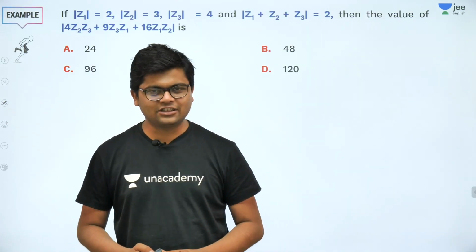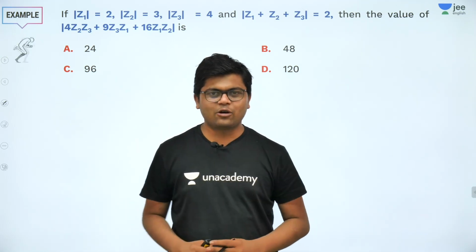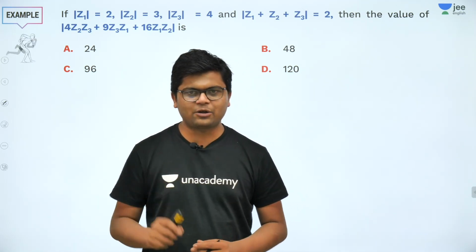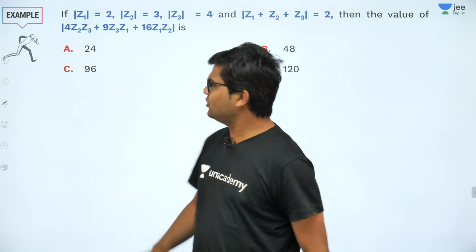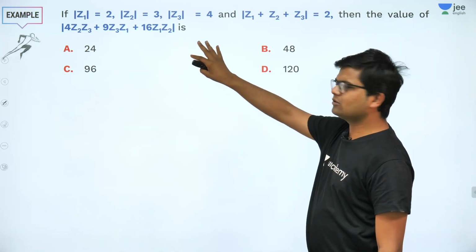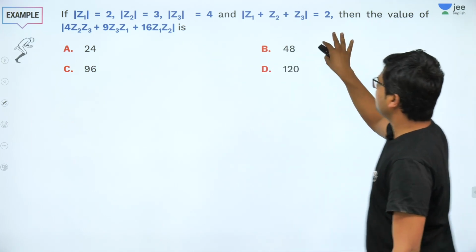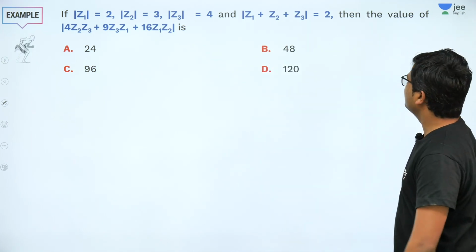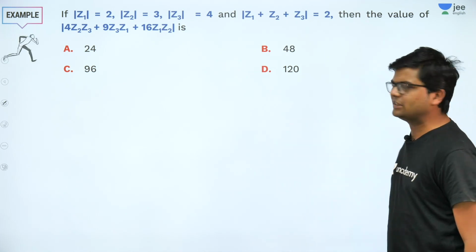Now let's start with the session. This is a very wonderful question, a standard problem of a very basic property of complex numbers. We are given 3 complex numbers, Z1, Z2, Z3. Here mod Z1 is 2, mod Z2 is 3, mod Z3 is 4, and modulus of Z1 plus Z2 plus Z3 is 2. We need to find the modulus of this term.